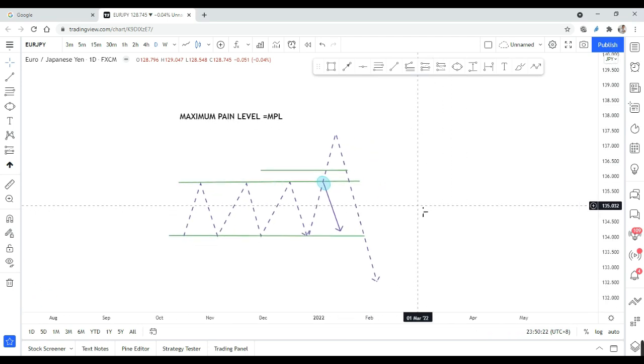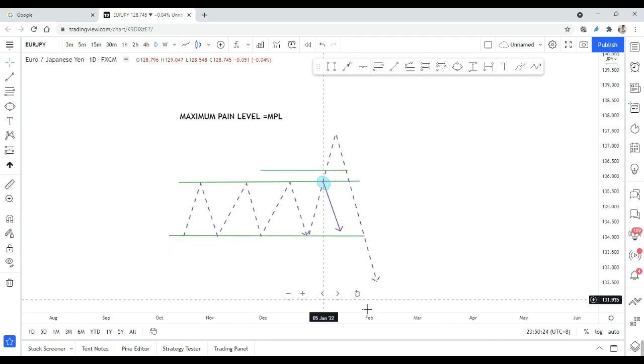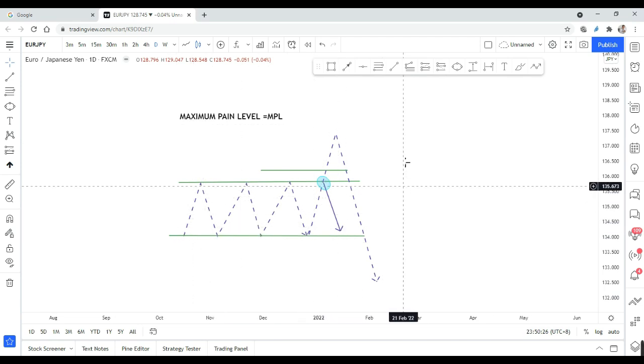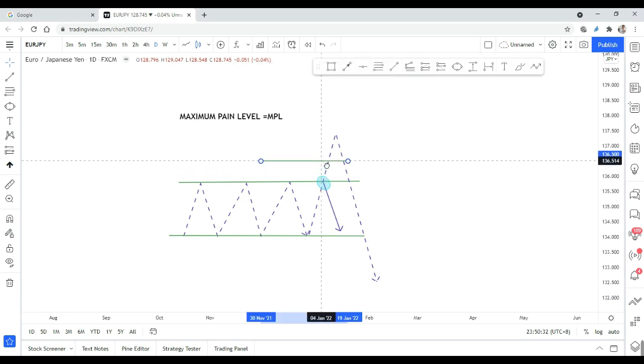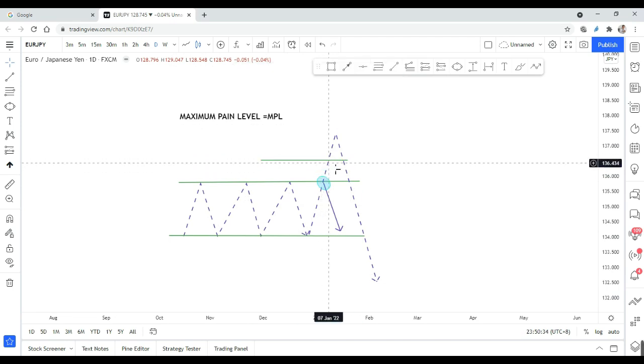So what we need to look at is this kind of pattern. This is also called the maximum pain level because at this point, some of you might have your stop loss even higher. You cannot tolerate this pain because the red color in your account is killing you. That's why we call it the maximum pain level.